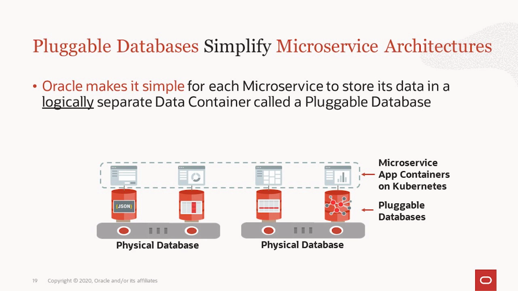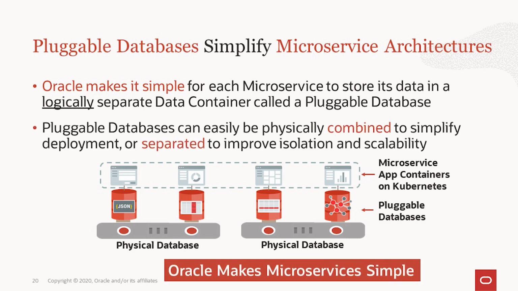So let's start with a very popular new development paradigm called microservices. We can use pluggable databases to greatly simplify microservice architecture. Oracle makes it simple for each application microservice to store its data in a logically separate data container called a pluggable database. And the advantage of this is that using pluggable databases, we can easily physically combine or separate the logical databases into physical databases.